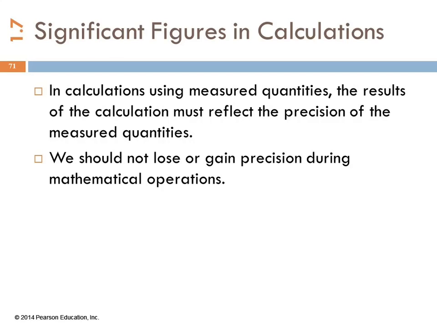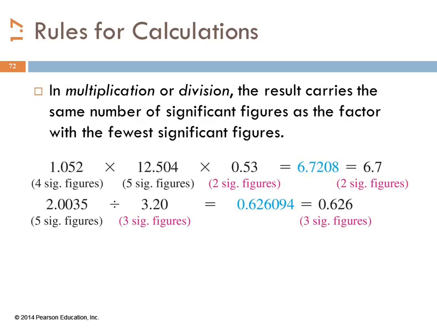Like I mentioned earlier, when we do a calculation, we shouldn't gain or lose precision just because of the math that we're doing. And so we need some rules to help us know how to round off the result. In multiplication or division, those are like opposites of each other, right? The result is going to have the same number of significant figures as the factor with the fewest. So this example is all written out. We've got 1.052 times this times that, and the calculator gives us an answer like this. And then we write that down, and then we go back and figure out what we should round it to.